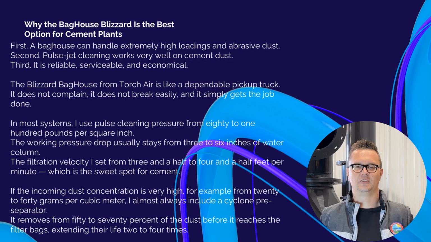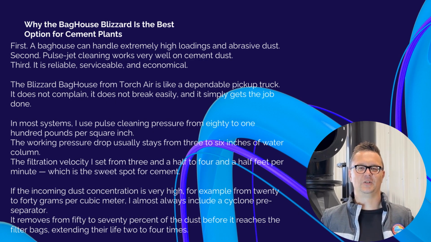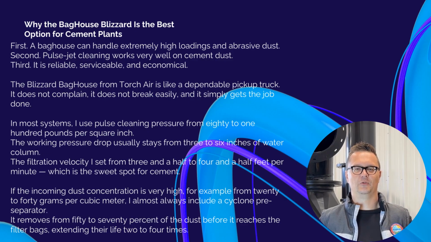Why the BagHouse Blizzard is the best option for cement plants. In about 90% of cement applications, I install a BagHouse filter. Here is why. First, a BagHouse can handle extremely high loadings and abrasive dust. Second, pulse jet cleaning works very well on cement dust. Third, it is reliable, serviceable, and economical. The Blizzard BagHouse from Torch Air is like a dependable pickup truck. It does not complain, it does not break easily, and it simply gets the job done.